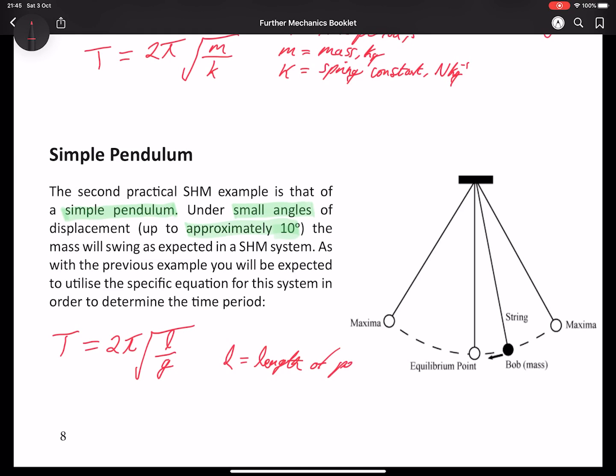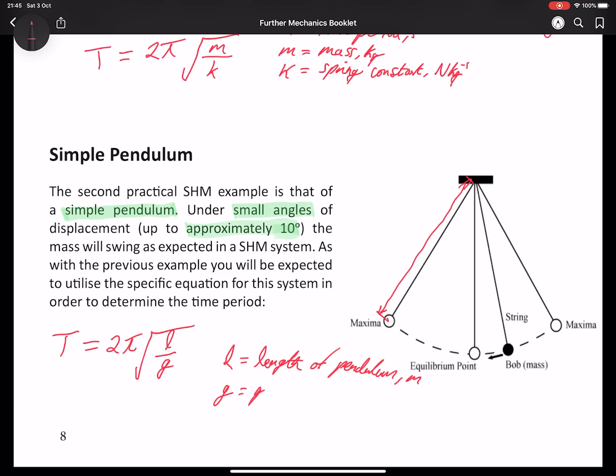Now it's important to know what that actually means. It is not the length of the string or the rod. It is the length from where that rod or string connects to the fixed position to the center of the mass, as it's labeled as bob here. So that center of mass is the point that we measure from, and it is vital that you don't miss that.